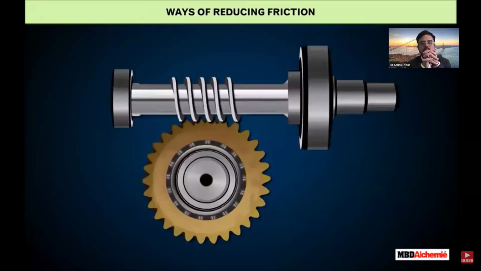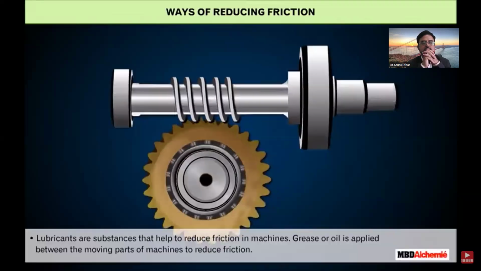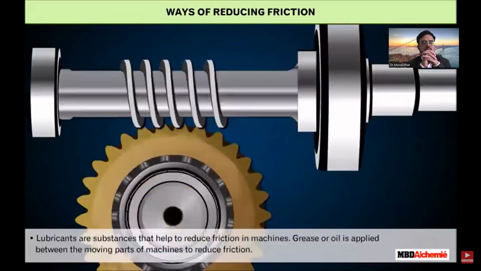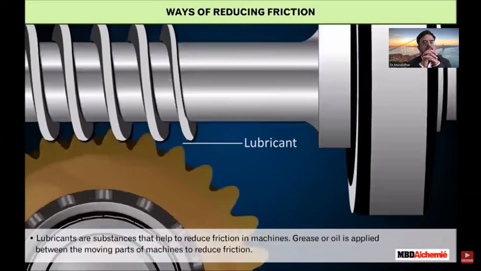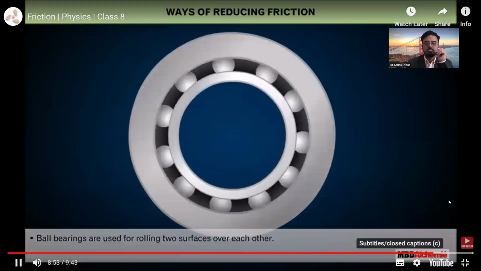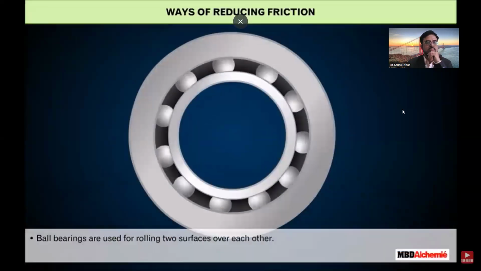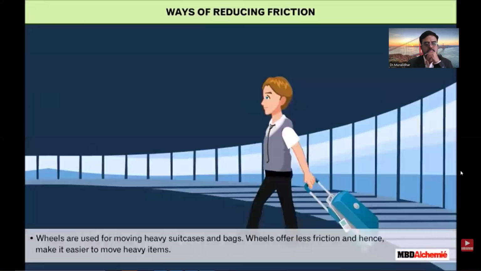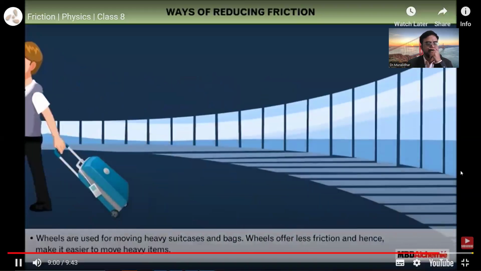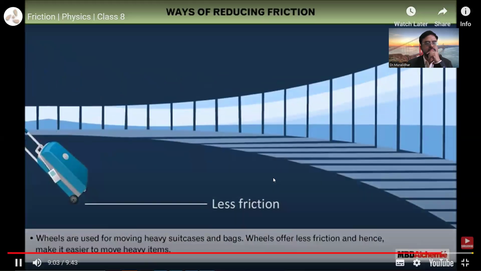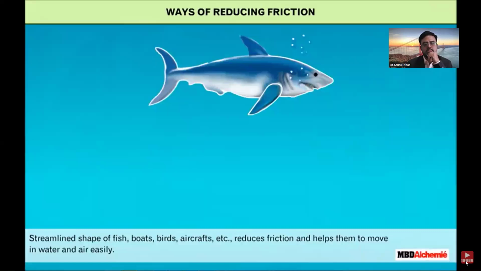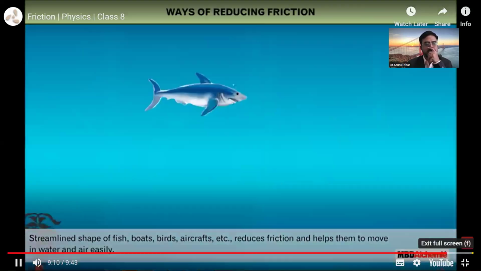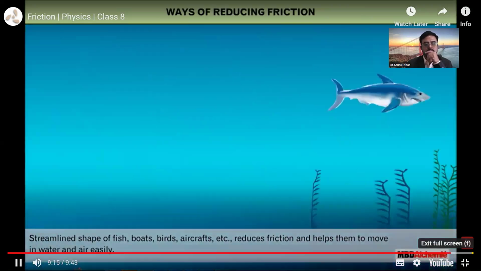Ways of reducing friction. Lubricants are substances that help to reduce friction in machines. Grease or oil is applied between the moving parts of machines to reduce friction. Ball bearings are used for rolling two surfaces over each other. Wheels are used for moving heavy suitcases and bags. Wheels offer less friction and hence make it easier to move heavy items. The streamlined shape of fish, boats, birds, aircraft, etc. reduces friction and helps them to move in water and air easily.